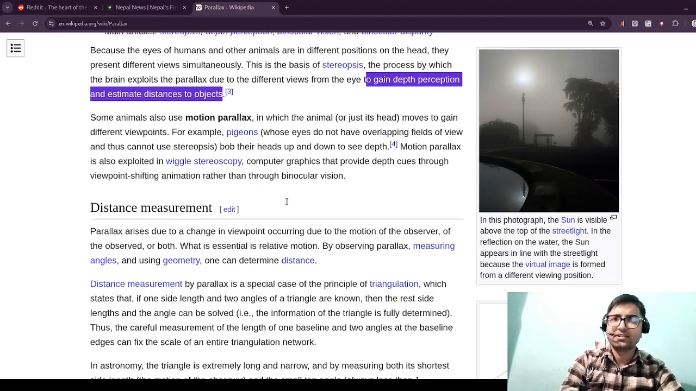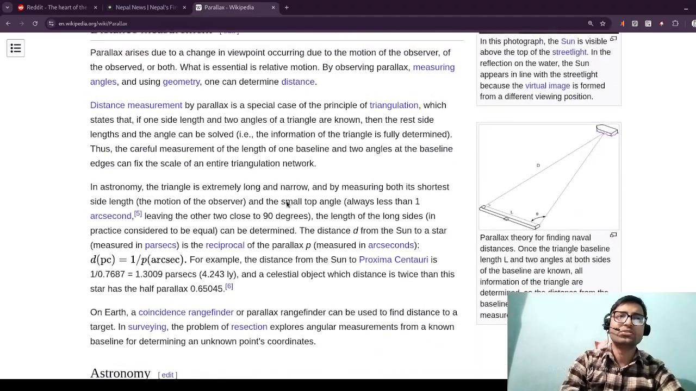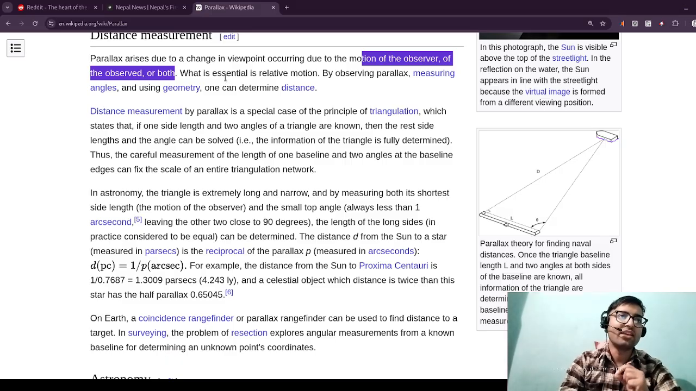Distance measurement. Parallax arises due to the change in viewpoint occurring due to the motion of the observer, of the object, or both. What is essential is relative motion. By observing the parallax, measuring the angles, and using geometry, one can determine the distance.